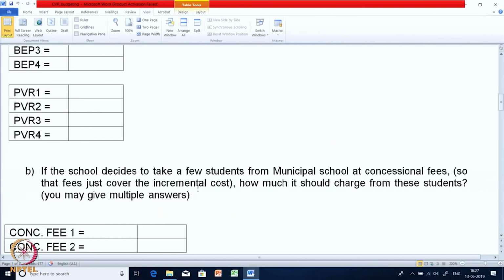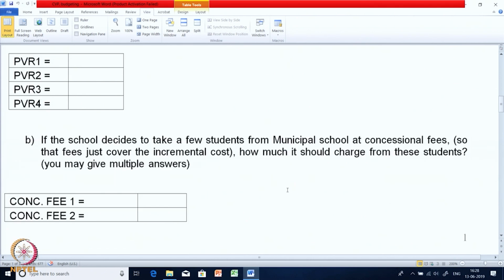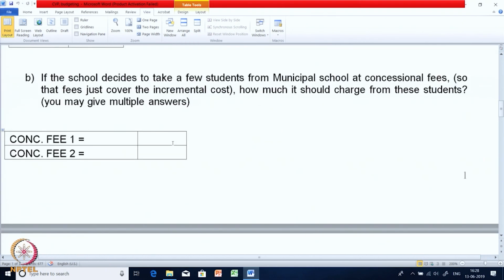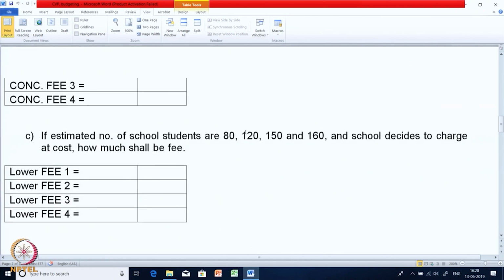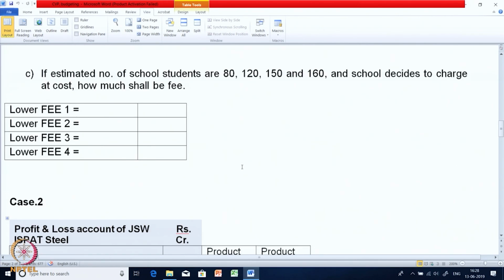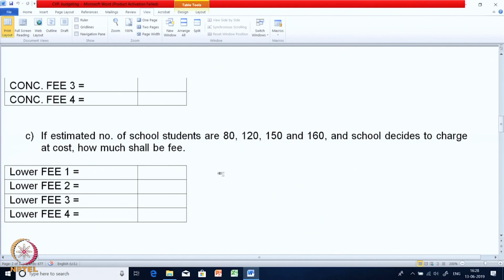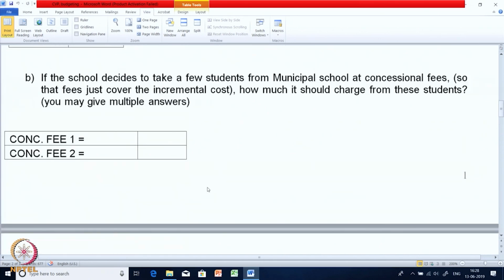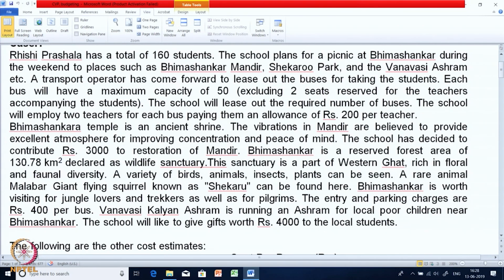In B part, now the school has decided to take a few students from a municipal school at a concessional fee, so that they would be charged enough fee just to cover the incremental cost. Now what will be the concessional fee? Again there are 4 possible answers. And in part C, as per the estimated number of students you need to make 4 columns. Now instead of charging 500, the school wants to charge just enough fee to cover the costs. So lower fee 1, 2, 3, 4. So these 3 calculations are required. Please go through the case once again and then we will discuss the solution.